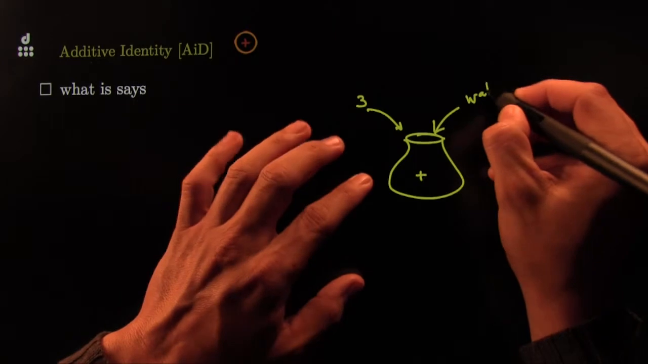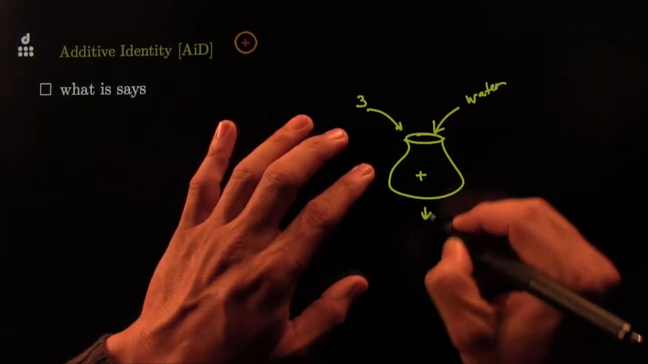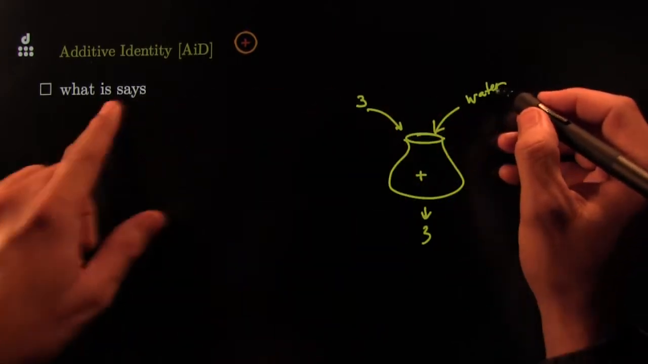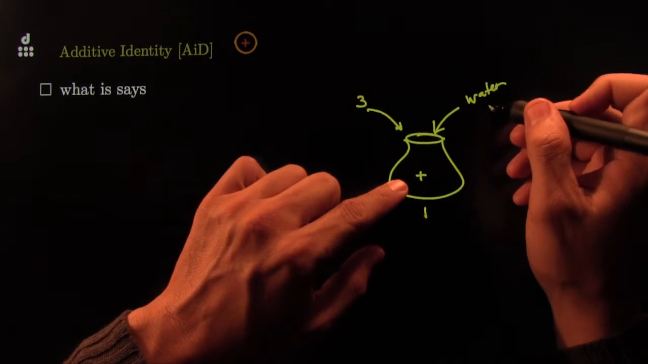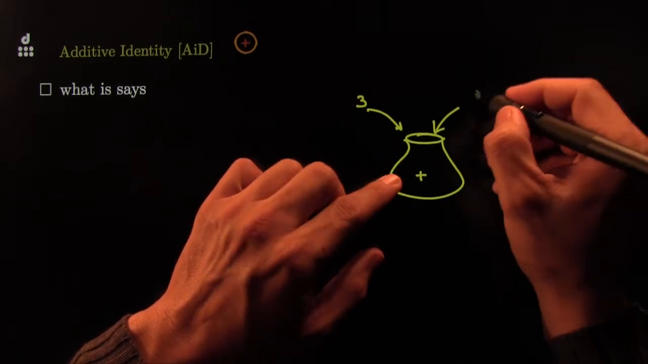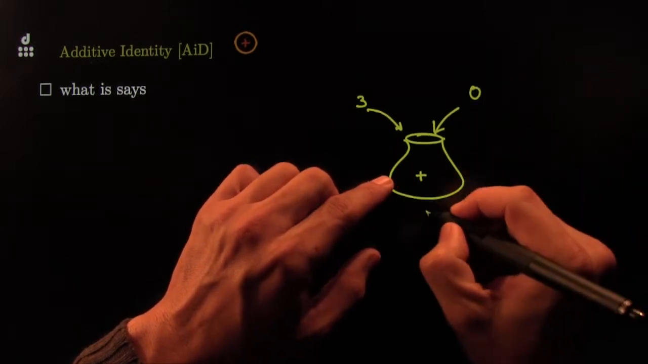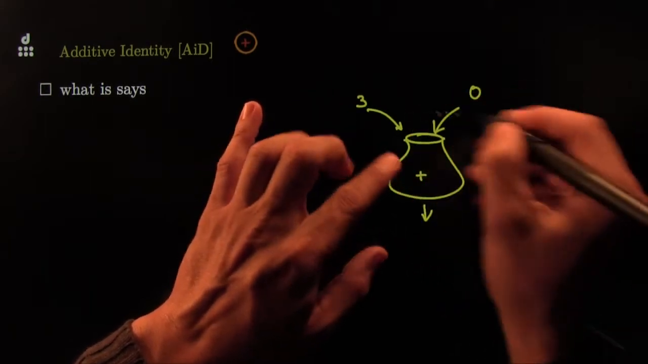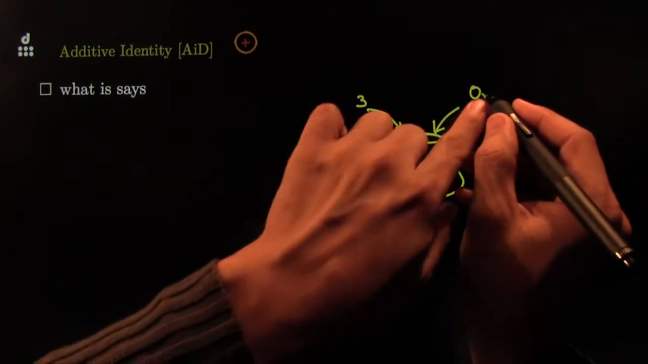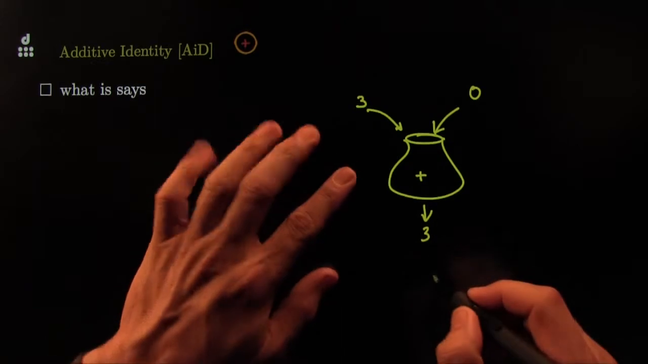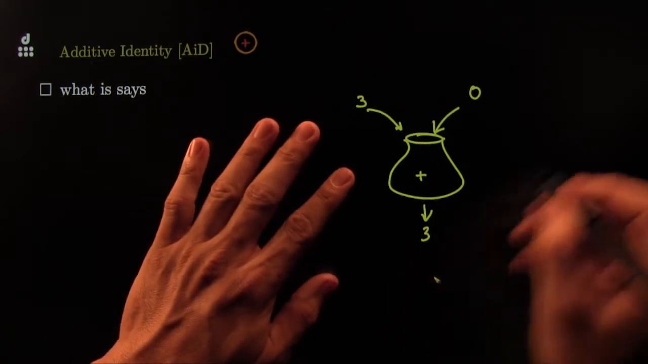Well, we're not going to have water per se. If it was water, you'd still get 3, but the water element for addition is not so much water. In fact, you can probably guess what it is. It's this number we call 0. When you put 0 in there, it acts like water. 0 does not change 3, and you still get 3. In fact, it doesn't change anybody.